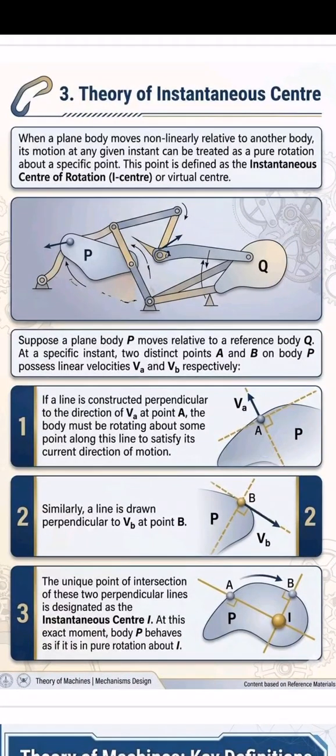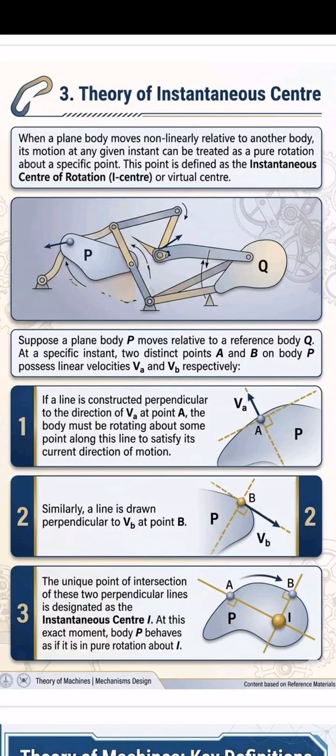Theory of instantaneous center. When a plane body moves non-linearly relative to another body, its motion at any given instant can be treated as pure rotation about a specific point. This point is defined as the instantaneous center of rotation or virtual center.